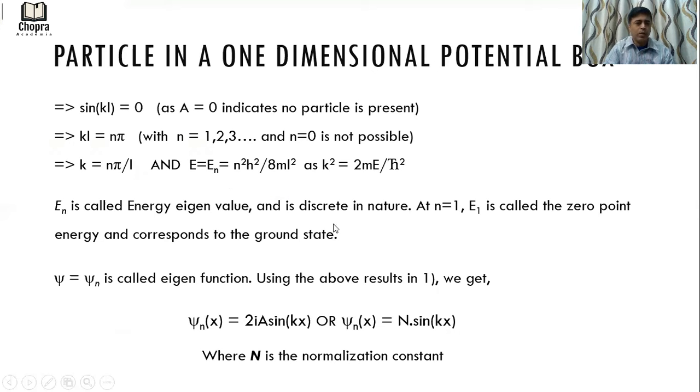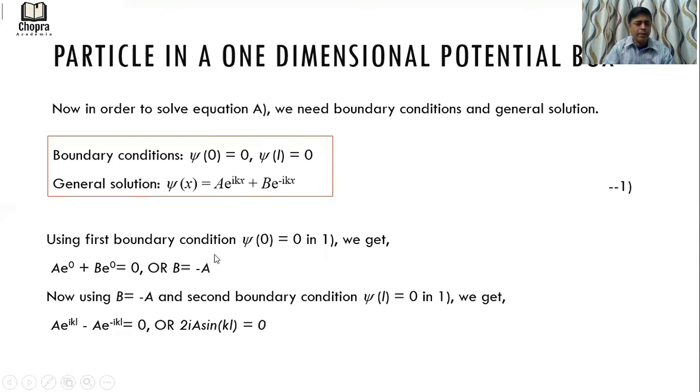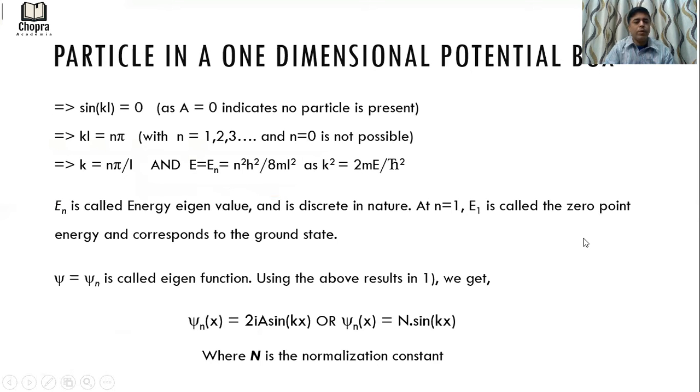So if a is equal to 0, then psi will become 0 inside the box, which is not possible because we already said that the particle is present inside the box. So a cannot be equal to 0. If a cannot be equal to 0, then sine kl must be equal to 0. That is the only possibility left.